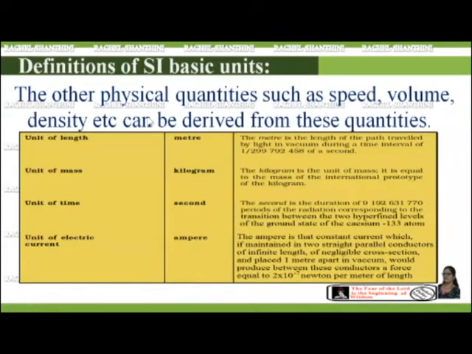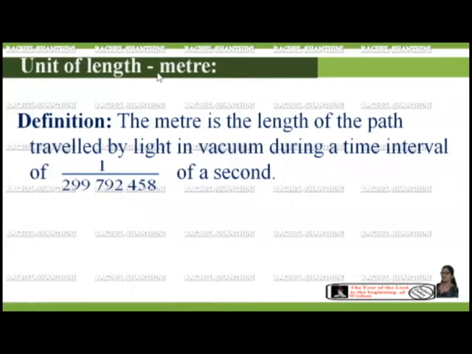Apart from these 7 basic units, other quantities like speed, volume, density can be derived from these 7 basic units. Now let us see the definitions of SI basic units of length, mass, time and electric current one by one. Unit of length. The unit of length is meter. First, let us see the definition.